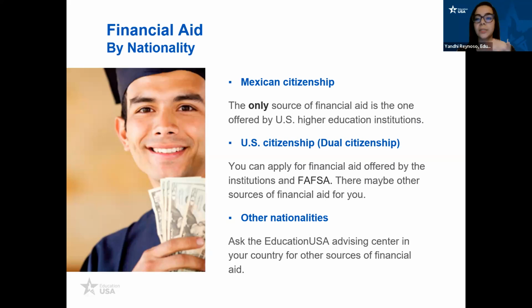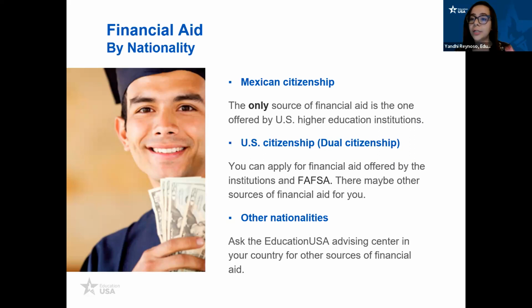If you have dual citizenship, for example, besides being Mexican, you also are an American citizen, you have US citizenship, then you have dual citizenship. So for those students who have dual citizenship, you can also get financial aid that is given by the federal government of the United States. That is only if you have dual citizenship. If you only are Mexican, then no, this is not for you.